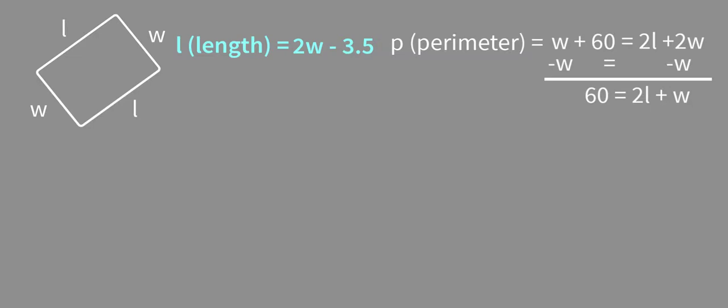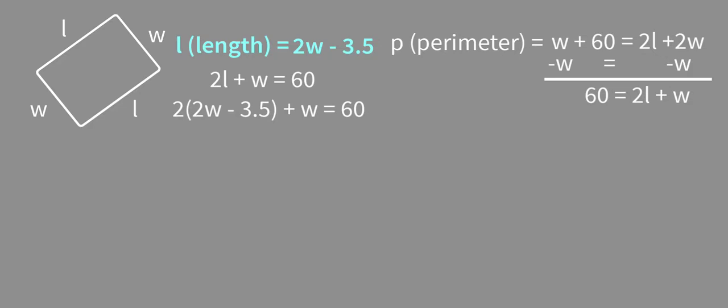Now, since we're wanting the length and width, it doesn't matter what order we go in. Since we already have the length in terms of the width, let's go ahead and just substitute for that. So I'm going to write down this equation, but in our typical form, 2L plus W equals 60. And then I'm going to go ahead and substitute 2 times what our length is up here in terms of the width, 2W minus 3.5. We still have our plus W, our width, equals 60.